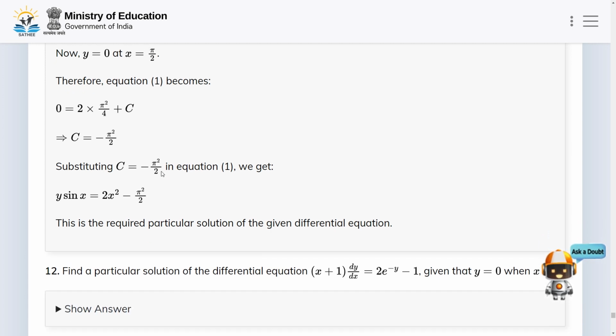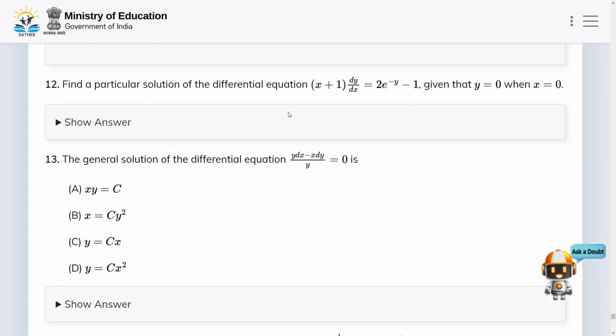Okay. Now, 12th problem. Find the particular solution.